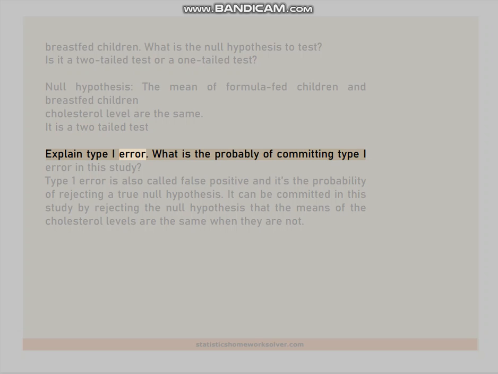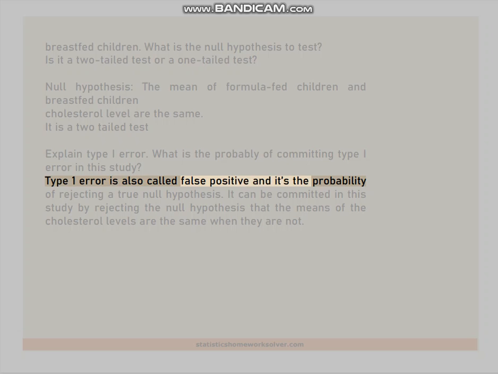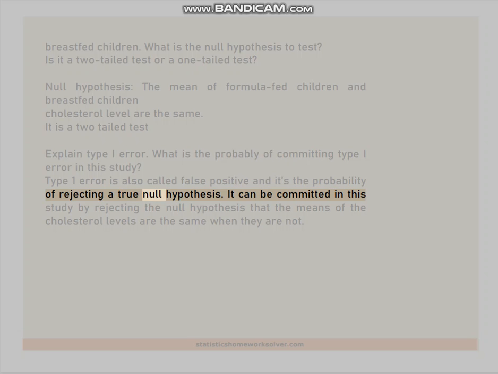Explain type I error. What is the probability of committing type I error in this study? Type 1 error is also called false positive and it's the probability of rejecting a true null hypothesis. It can be committed in this study by rejecting the null hypothesis that the means of the cholesterol levels are the same when they are not.